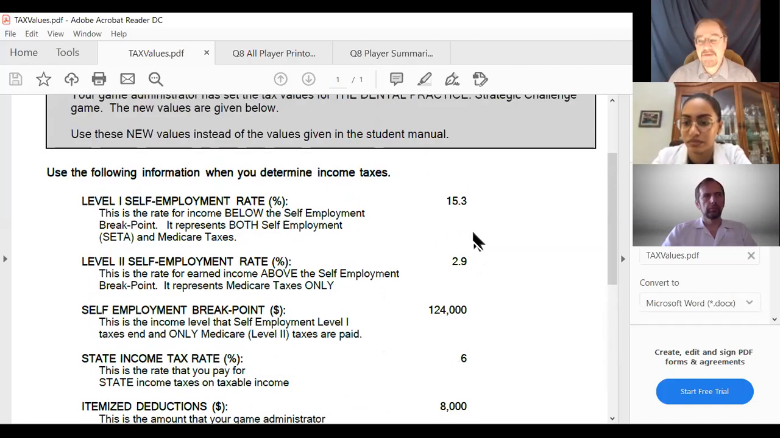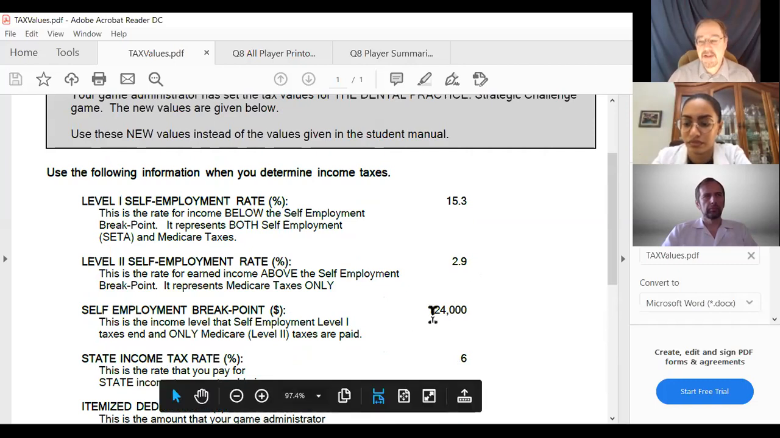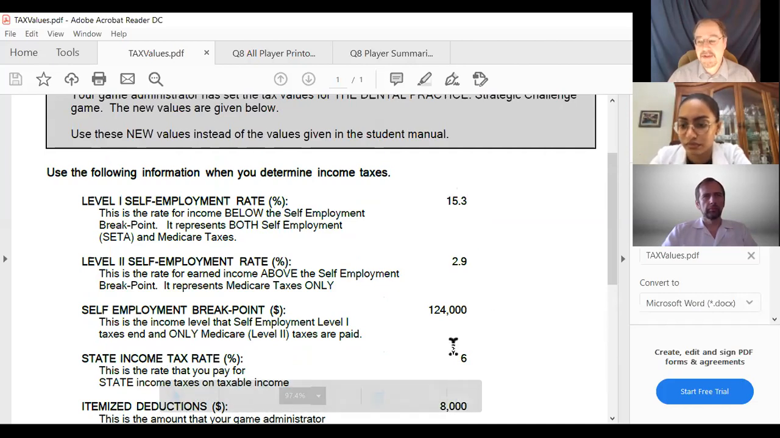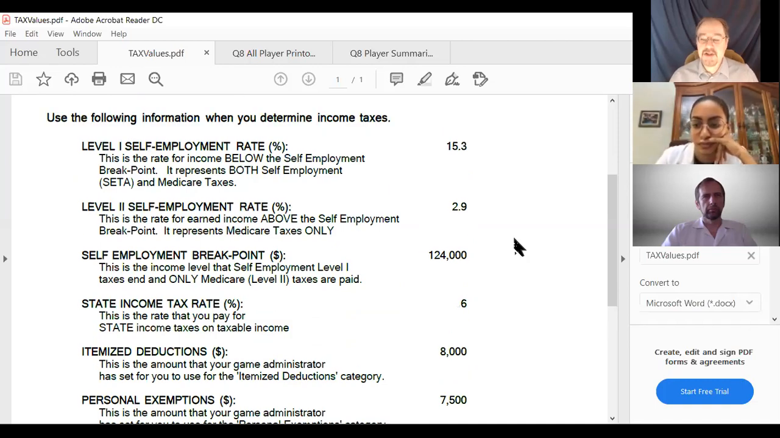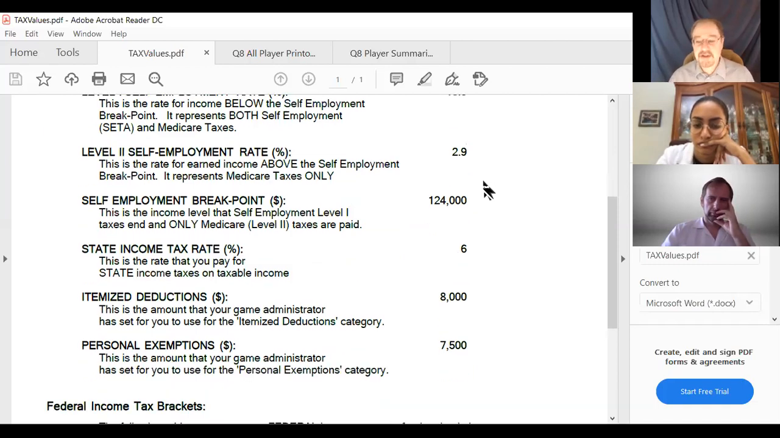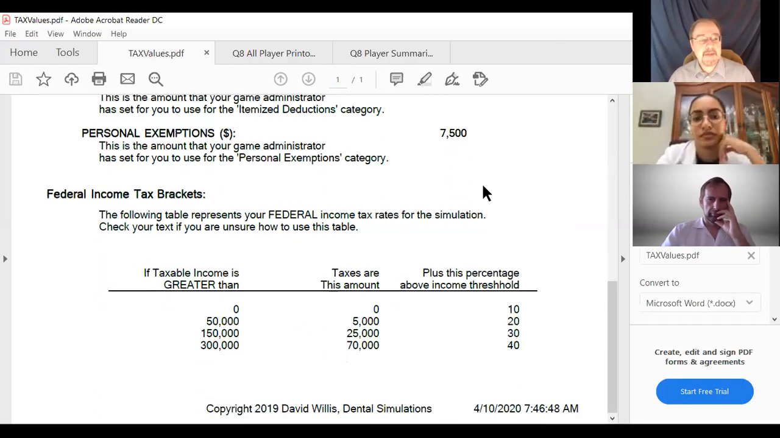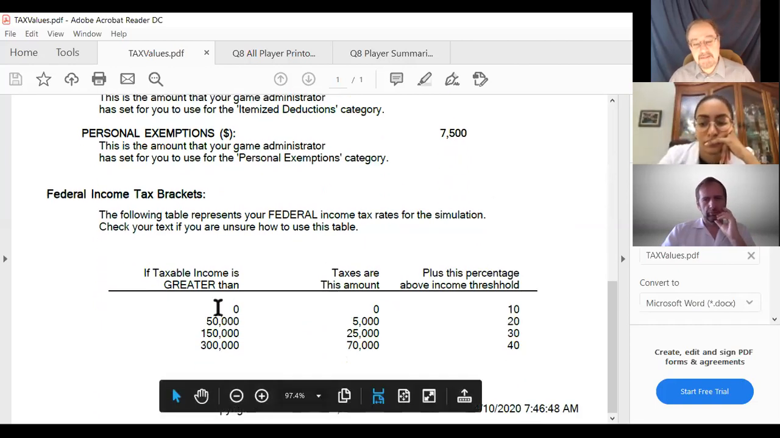So you can see right off the start, for the first $124,000 you make in the simulation as a profit in a given year, you're going to pay 15.3% plus 6%. So that's 21.3% of your profit paid in taxes. Now, what I want to emphasize is that those numbers are not income tax. We haven't talked about income tax yet, except at the state level. So this is state income tax, Social Security, and Medicare. We haven't talked about what we owe the federal government, which is a whole set of additional taxes. At the federal level, these are made in brackets.